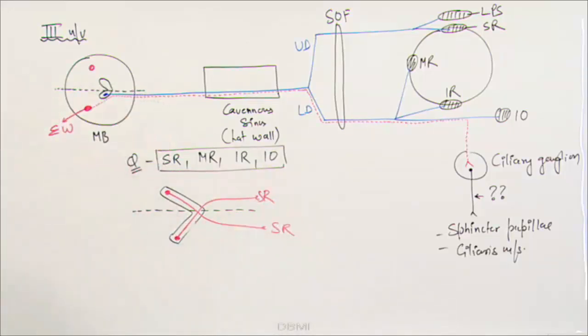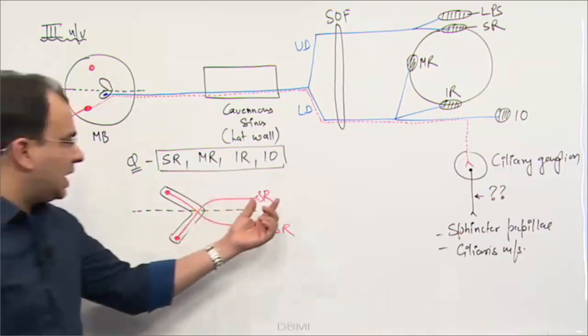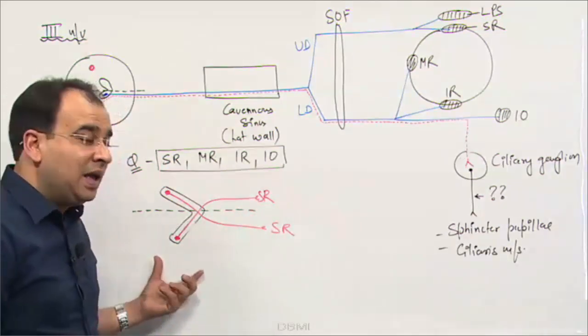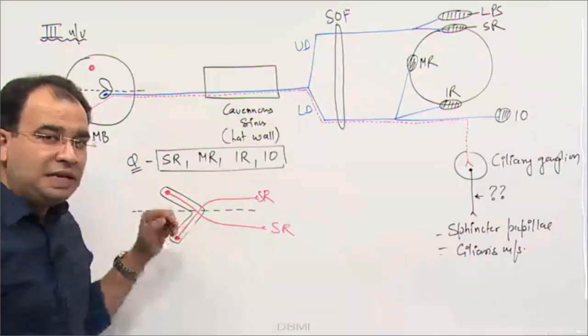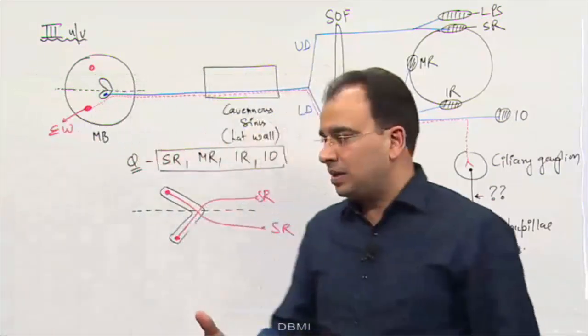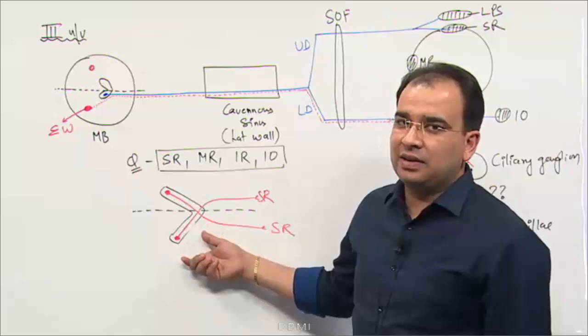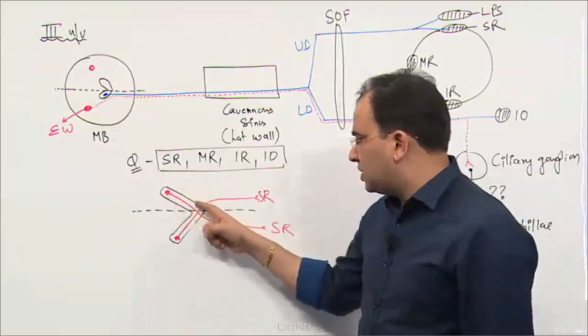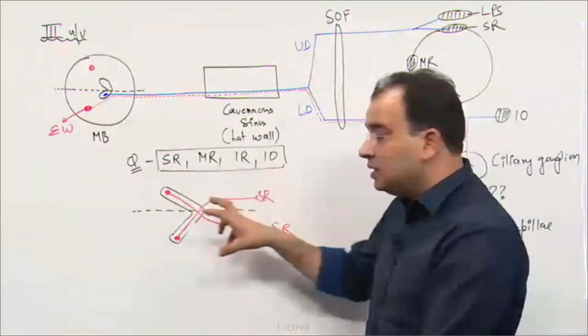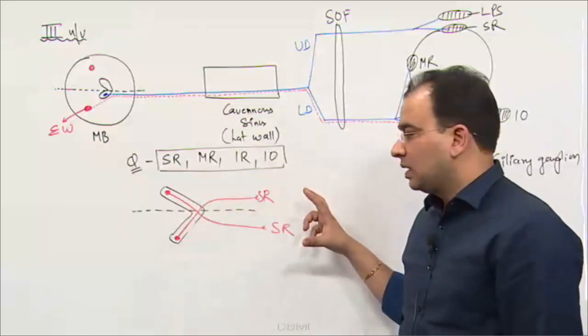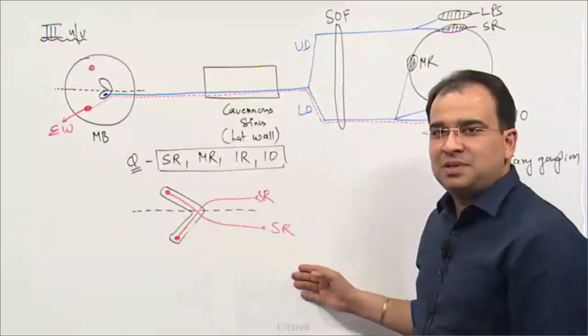So superior rectus is the answer to this question. Superior rectus is actually supplied by the contralateral nuclei, and this is an example of intranuclear decussation. The fibers which are supplying superior rectus decussate inside the nucleus and then come out. The rest of the muscles are supplied from the ipsilateral side only.